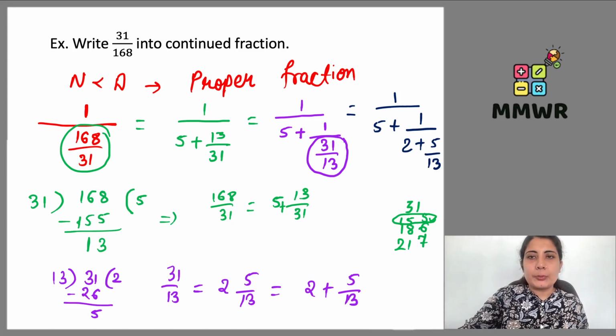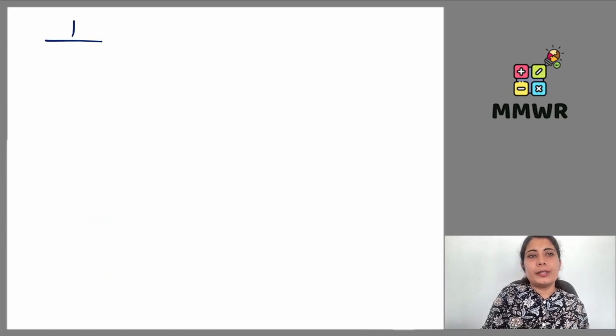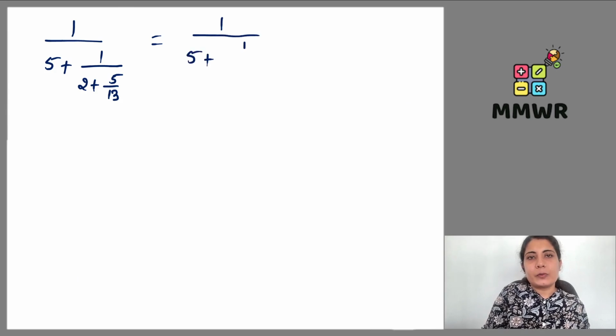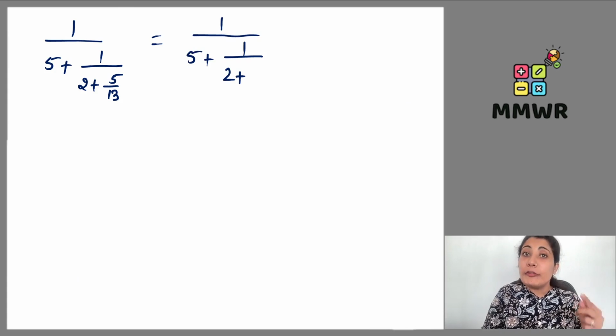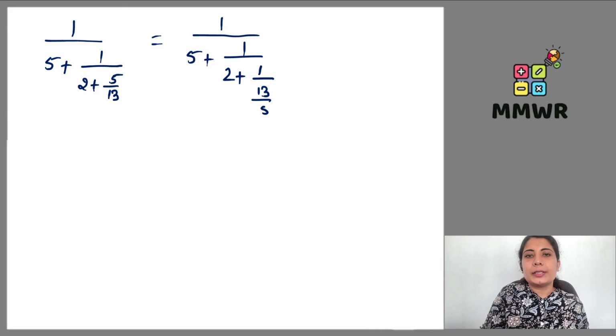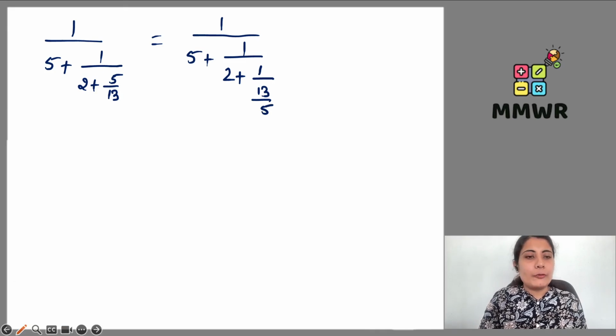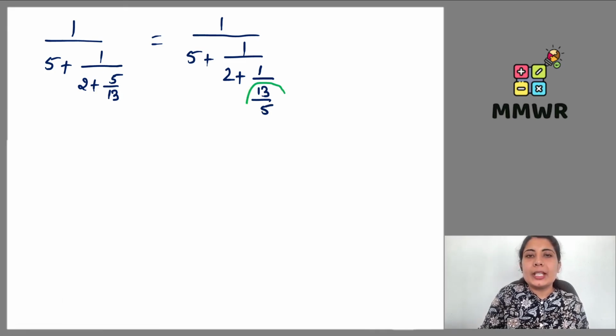So we'll continue with the same process. 1 upon 5 plus 1 upon 2 plus 5 upon 13. In the next step, I will be writing it this way: 5 plus 1 upon 2 plus 5 upon 13. I am writing in the denominator of 1, which gives me 13 upon 5. Now my focus will be completely on this 13 upon 5. I will be writing this 13 upon 5 as a mixed fraction.